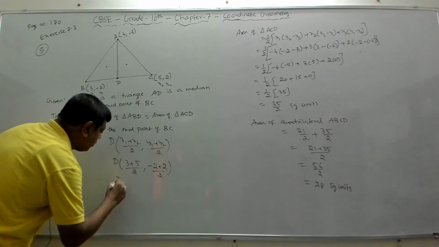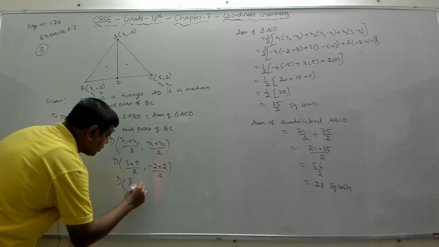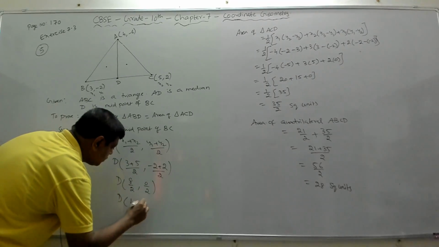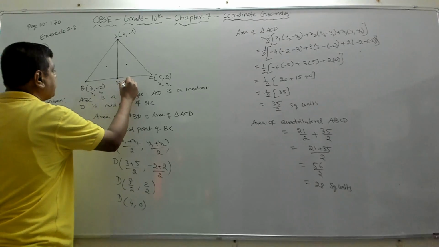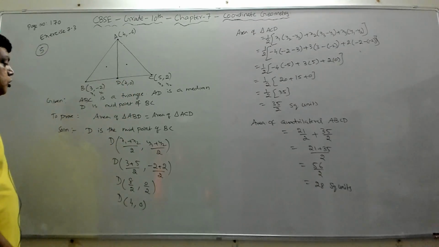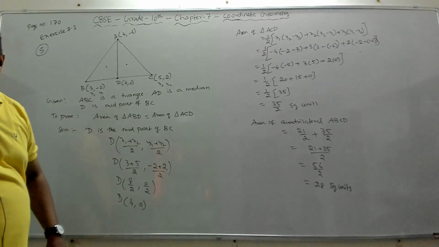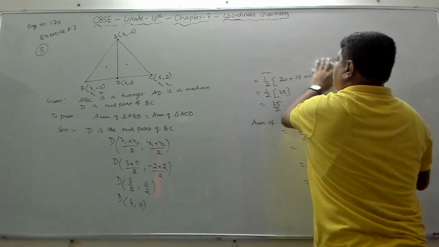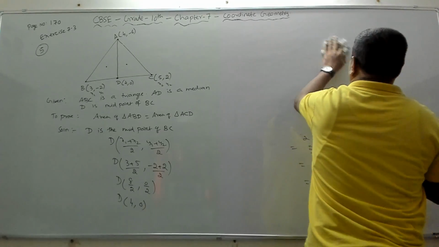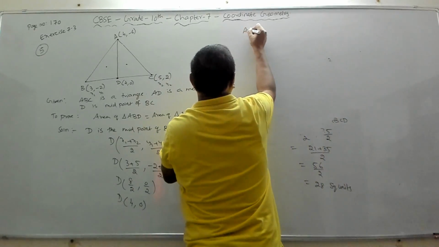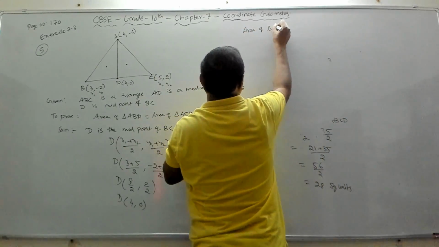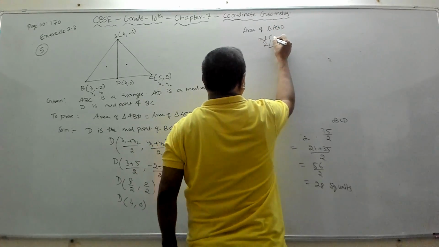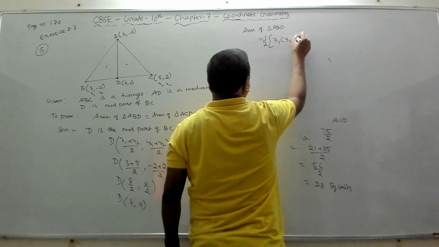So you get D as 8 by 2 comma 0 by 2, so your point D becomes 4 comma 0. So we have found the point D, which is 4 comma 0. Now we can find the area of triangle ABD. What is the area of a triangle? The area of triangle ABD is equal to half of X1 into Y2 minus Y3.